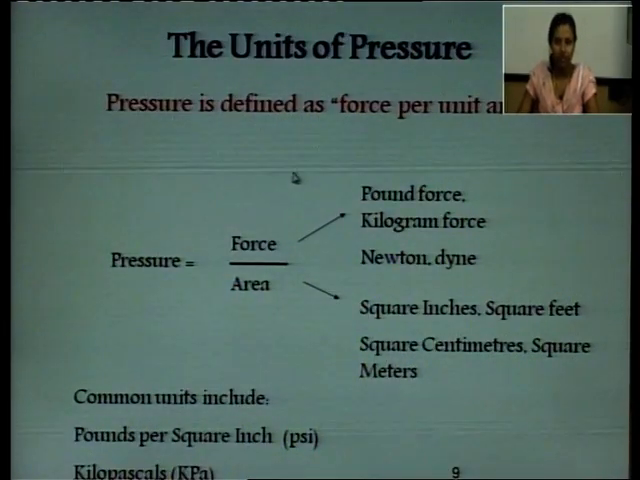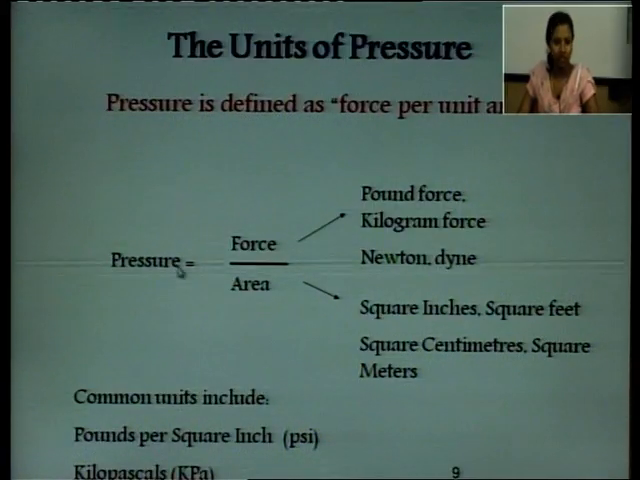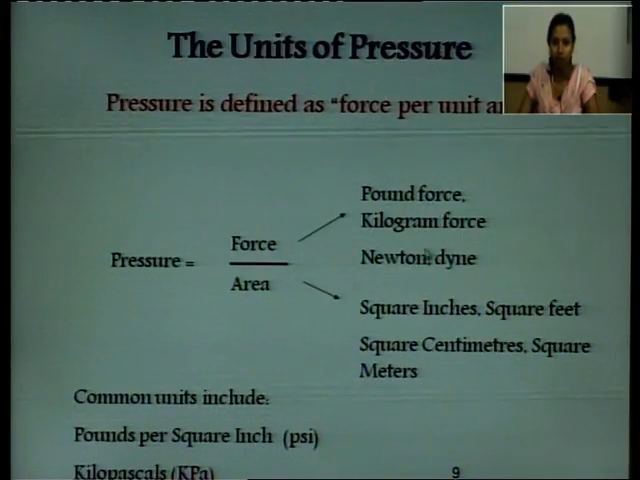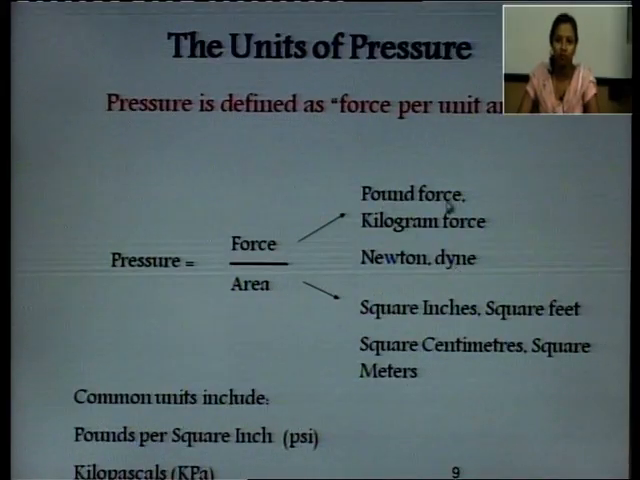Now we will discuss the units of pressure. We already know pressure is defined as force per unit area. Force can be in different systems, like pound force, kilogram force, Newton and dyne. Kilogram force is the gravitational unit of force, Newton is the SI system unit, dyne is the CGS system unit, and pound force is the FPS system unit.